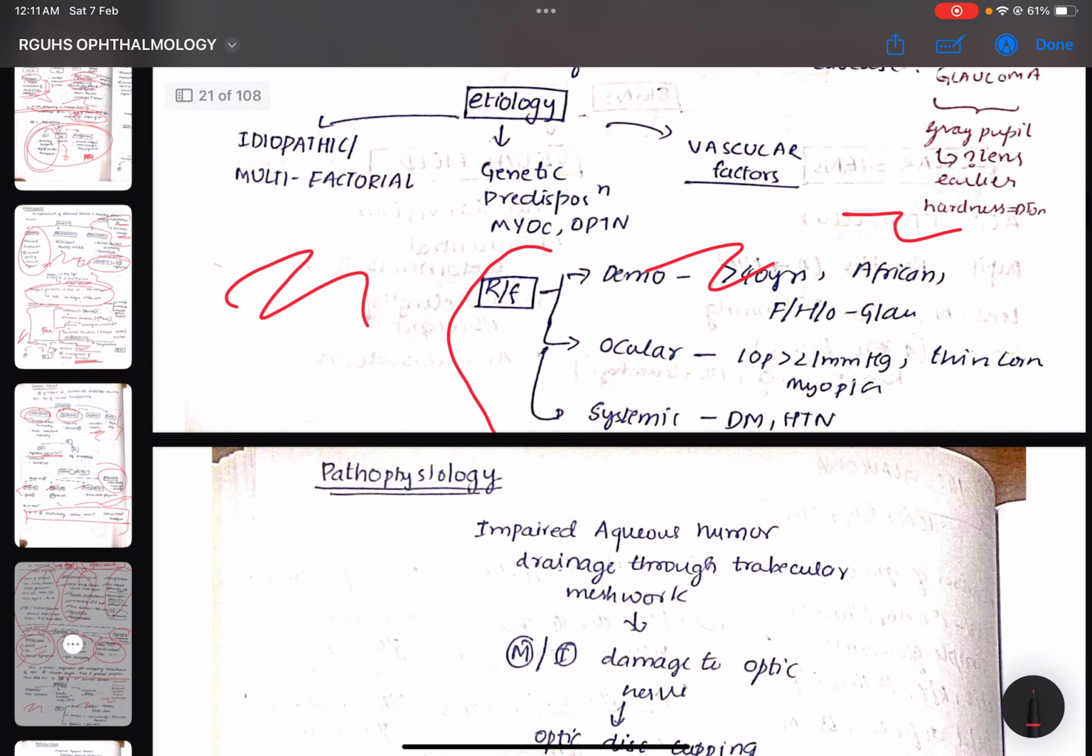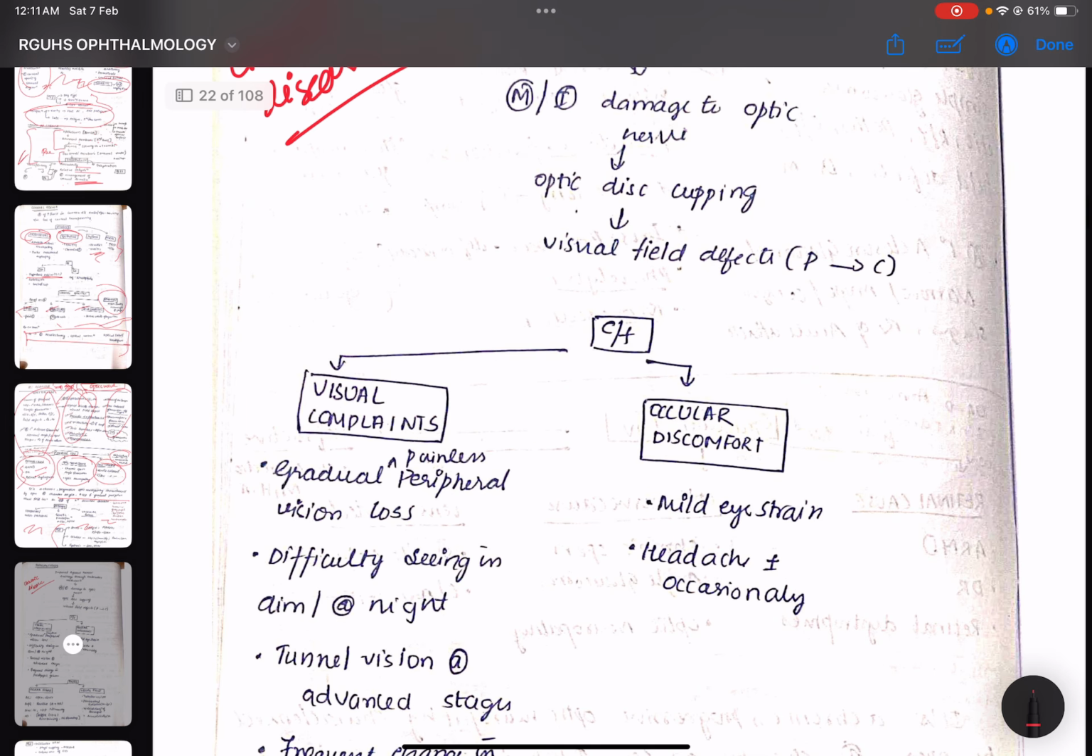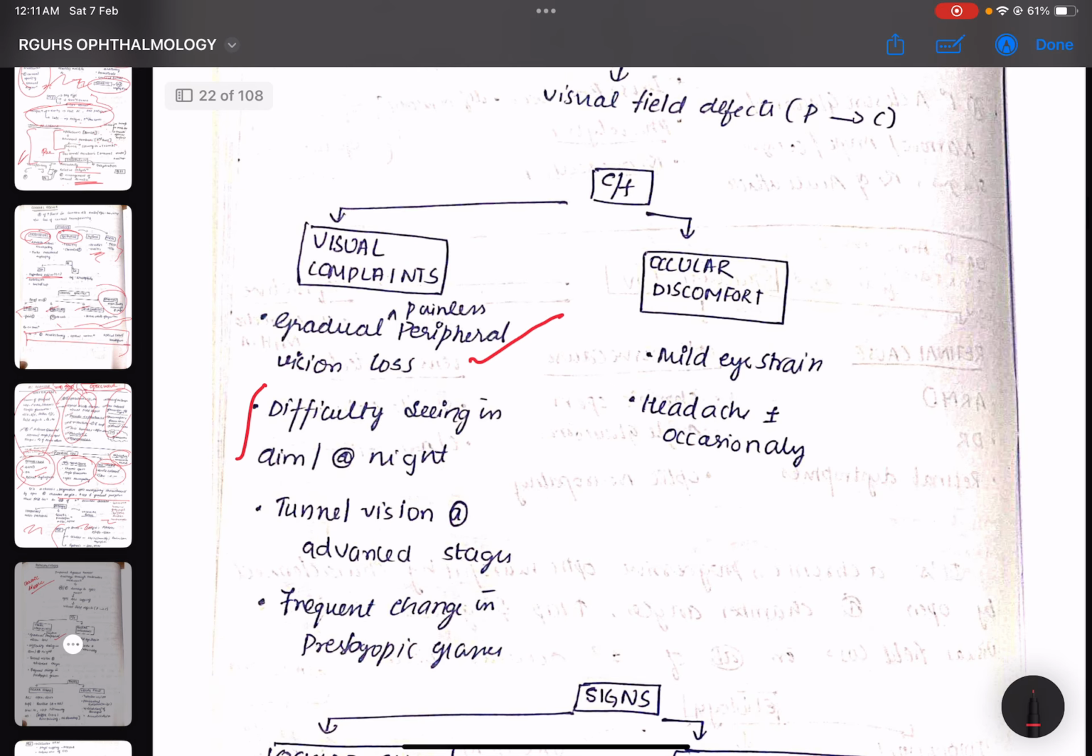and risk factors. So what is the important thing which you need to understand is it's a chronic disease. So if you write acute symptoms, you fail. That means you are out. Okay. So again, gradual painless peripheral vision loss, because they have asked in the clinical CBQ itself. So I have mentioned, but the major two things which you need to mention are difficulty seeing in dim or late night, and frequent change in presbyopic glasses.